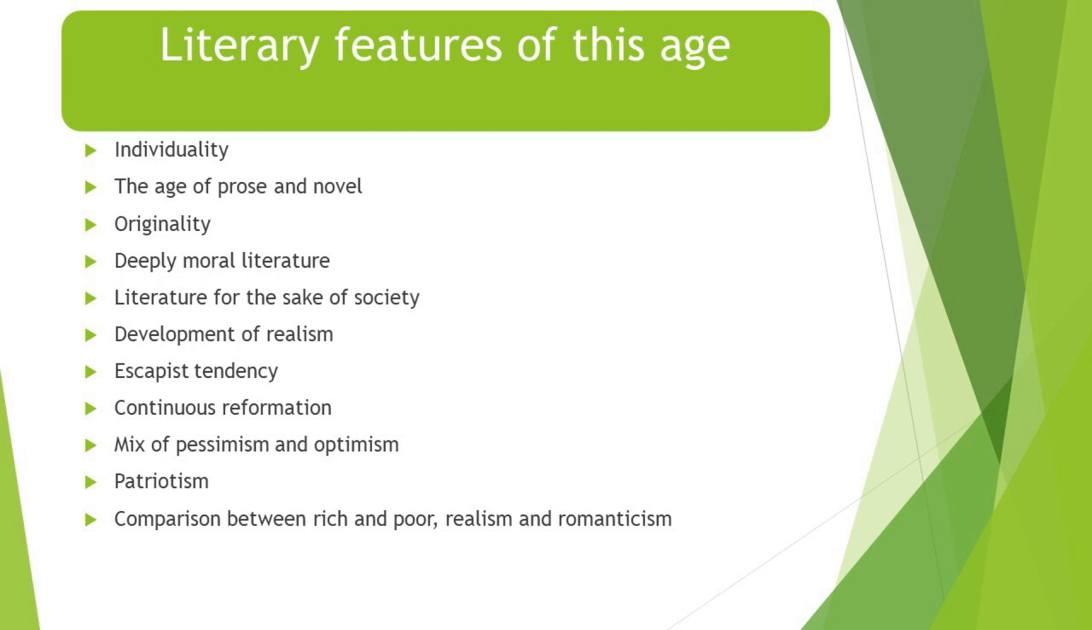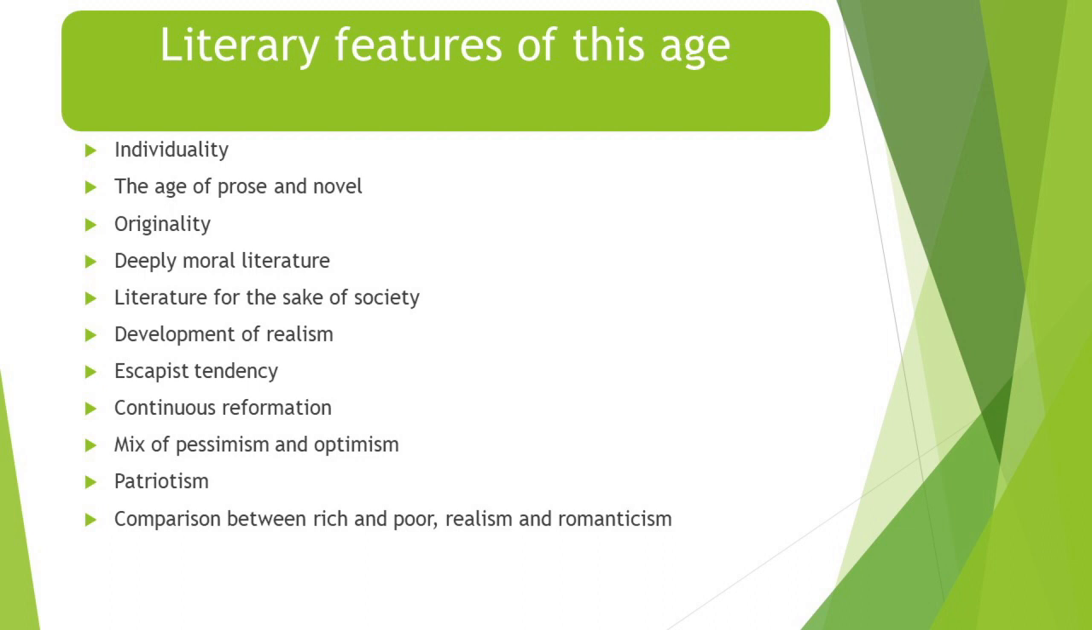Literature was not considered only for the sake of literature, it was considered for the sake of society, to give guidance to society, to bring improvement in society. Development of realism: writers of this period started writing about real things rather than imagination. Ecstasy, tension, escapist tendency: some of the writers tried to escape from real problems, and there was a continuous reformation of every sector. There was a mixture of pessimism and optimism.